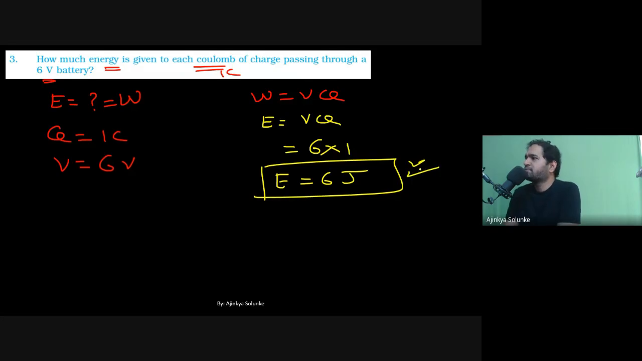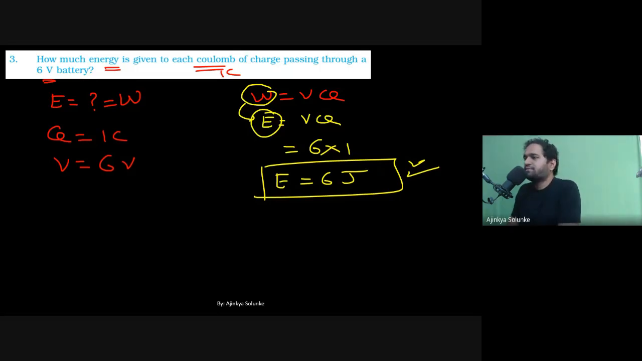Very simple. Are you understanding this point? Just what we have done is a little modification. In place of work, we have written energy. But the formula is the same as the one you have learned. Okay, can we move ahead now?